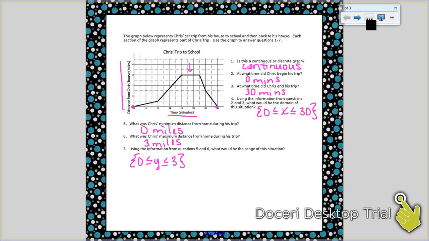So that's using that graph, we now have a domain and a range, and we know how it applies to the situation. The domain tells us that it took him 30 minutes max, and the range tells us that he went 3 miles max, and anything in between there also counted. So let's talk about another question.